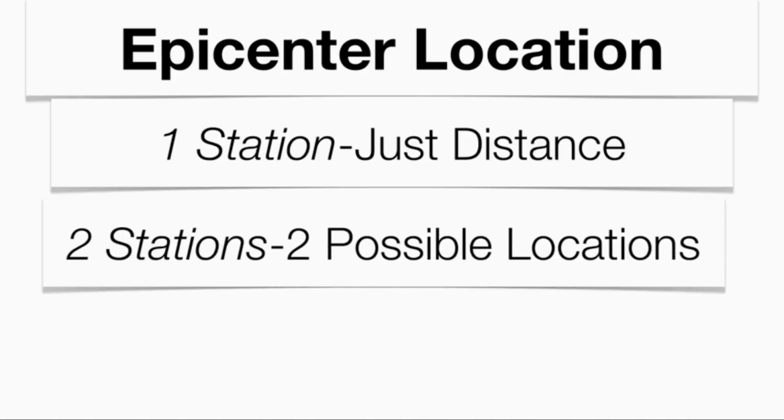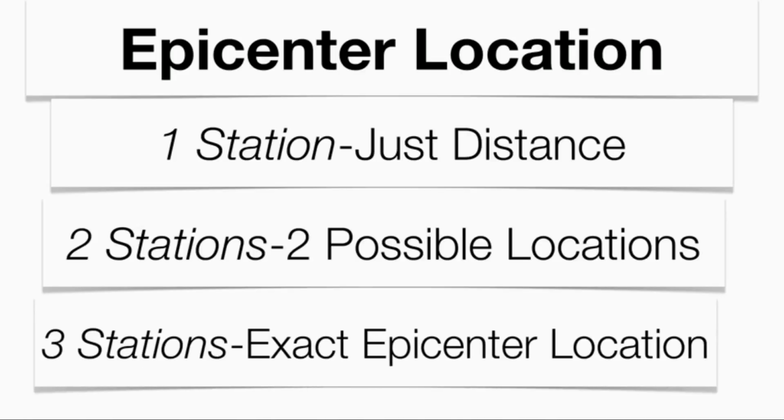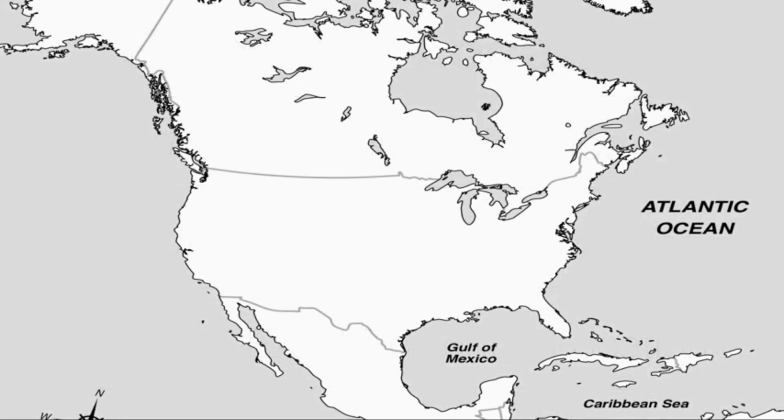2 stations will give you 2 possible locations where the earthquake occurs. 3 stations will give you the exact location because you want to look where all 3 circles intersect. Let me demonstrate. Map of North America. You have station A, B, and C.